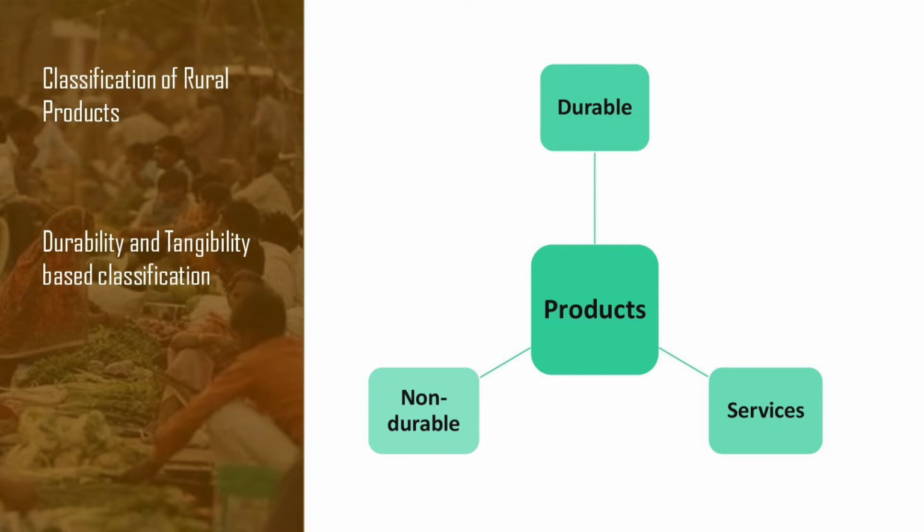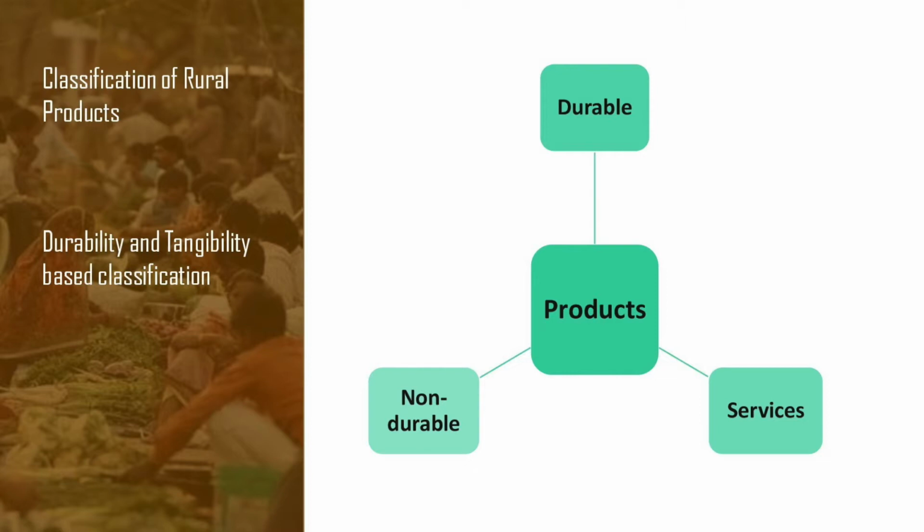If it is going to the end user, suppose I am selling to some person who is buying it for his or her own household, then it will be consumer products. So based on the end use, that is, exactly how the buyer is going to use it, it will be categorized into two different segments. Now comes the second category, which is related to the durability, tangibility classification.